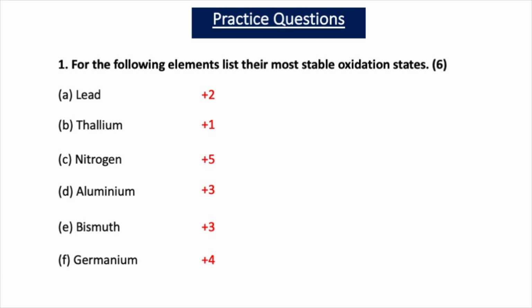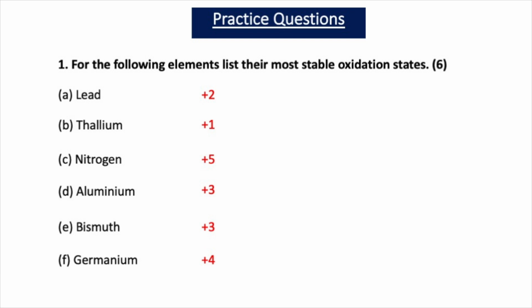This first question is asking you to list the most stable oxidation states for the following elements. For this question, you have to realize that if the element is at the top of the group, it will use all its outer shell electrons for bonding. And if it's towards the bottom of the group, there'll be a tendency for the s2 electrons not to be used in bonding. Therefore, an oxidation state will be exhibited which is 2 less than the maximum oxidation state.